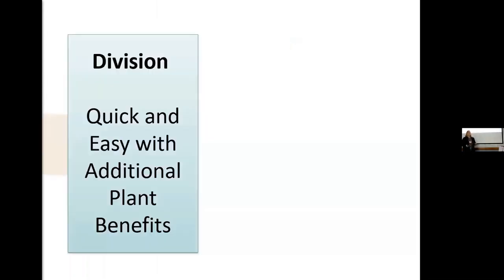Okay, so you've got your tools clean. The first topic we're going to talk about, or the first method, is division. There are a number of reasons to divide, and it's really kind of straightforward, an easy thing to do. But you may want to divide your plants just to make more plants. And so it's dividing to multiply, and that's garden math that we all really like, dividing to multiply.